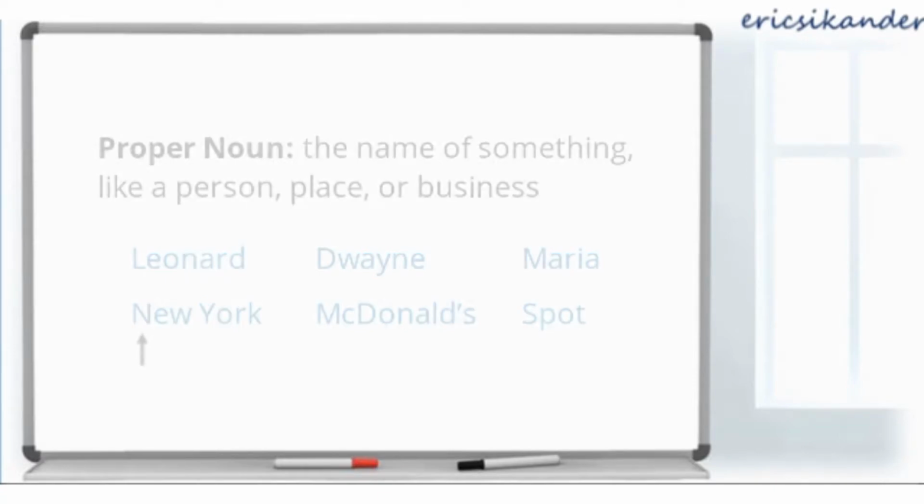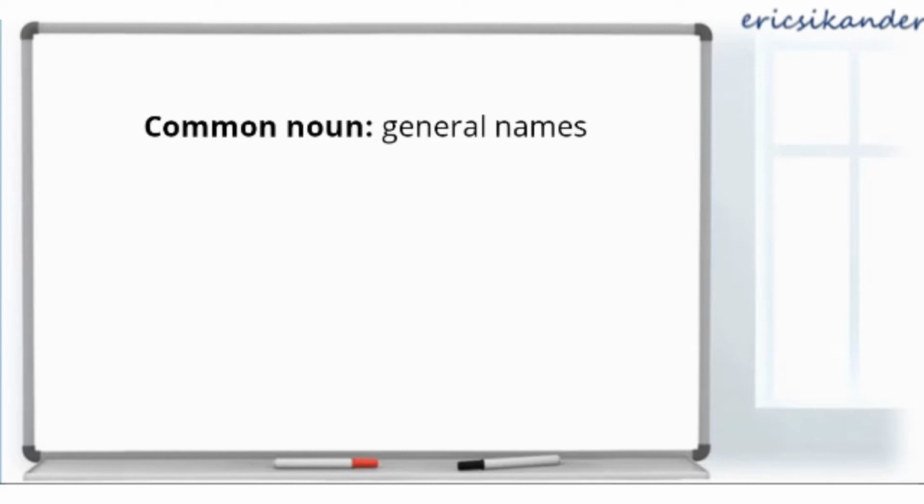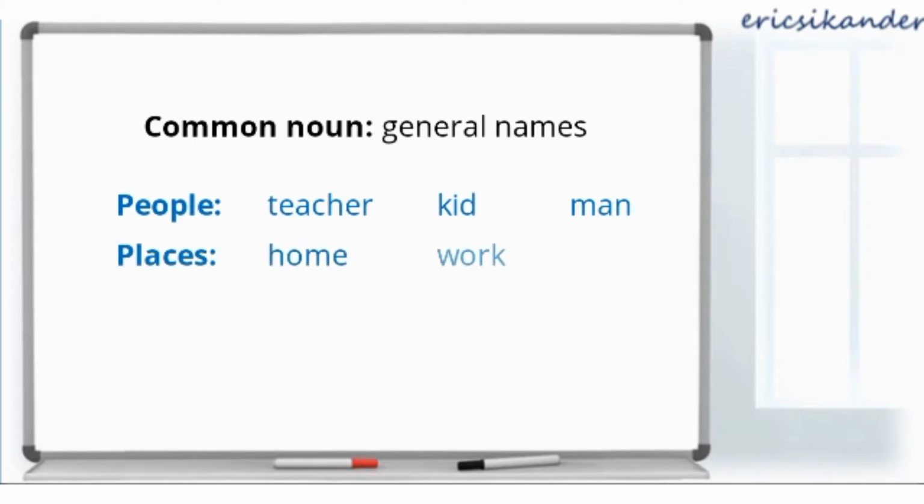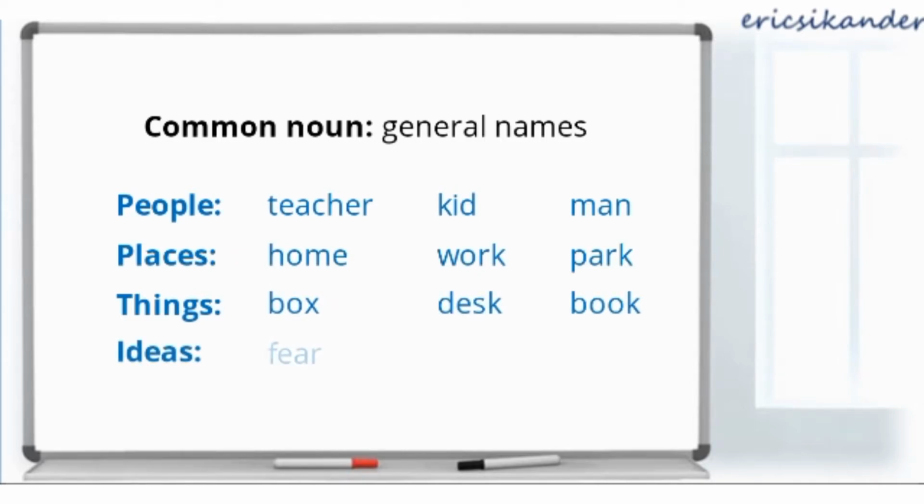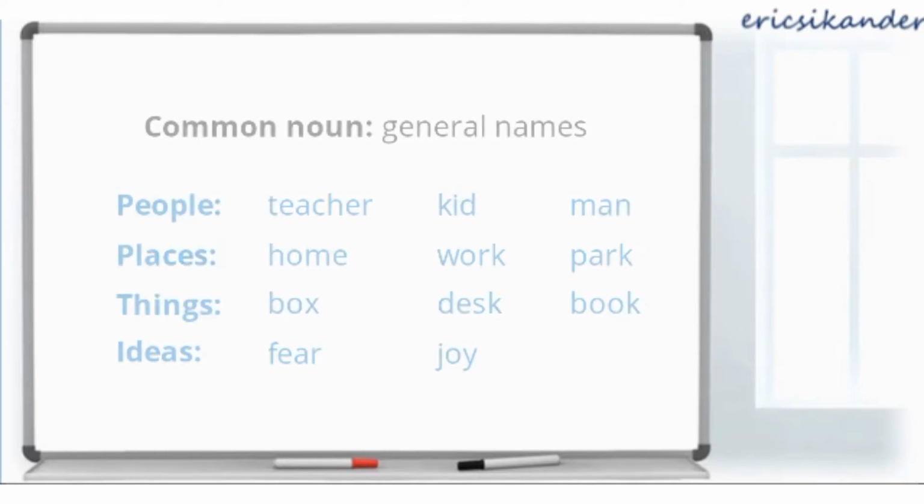A lot of nouns are common nouns. They are general names. Nouns describe people, like teacher, kid, or man. They can tell about places like home, work, or park. They can also tell about things like box, desk, or book. And nouns can tell about ideas like fear or joy.